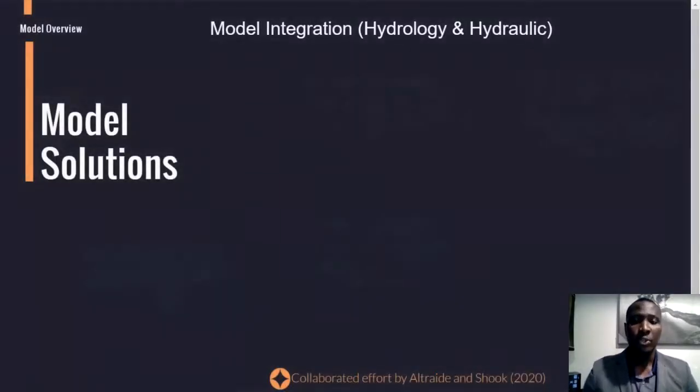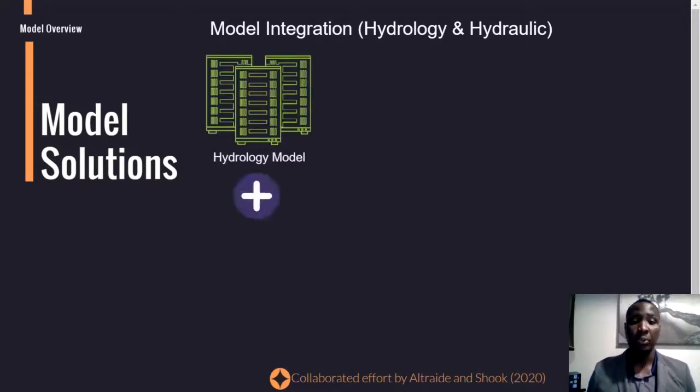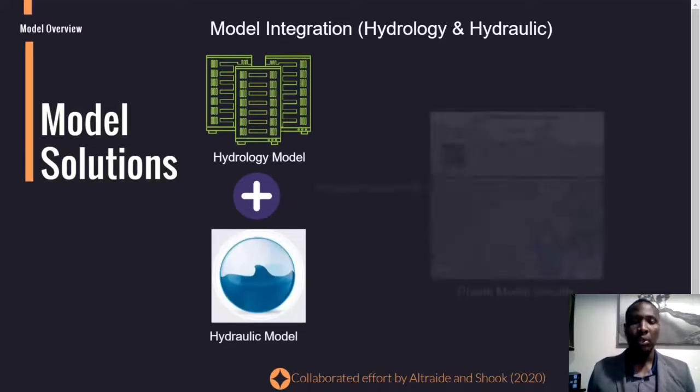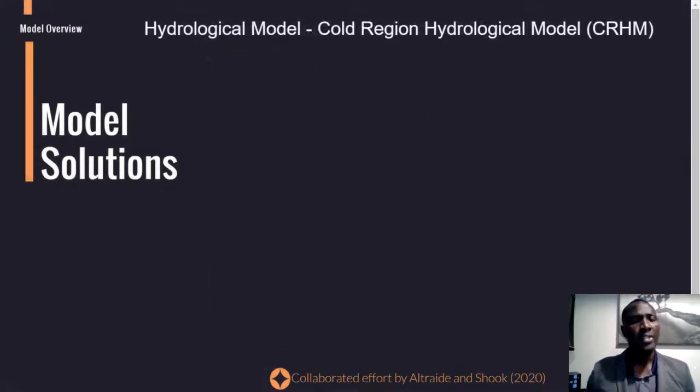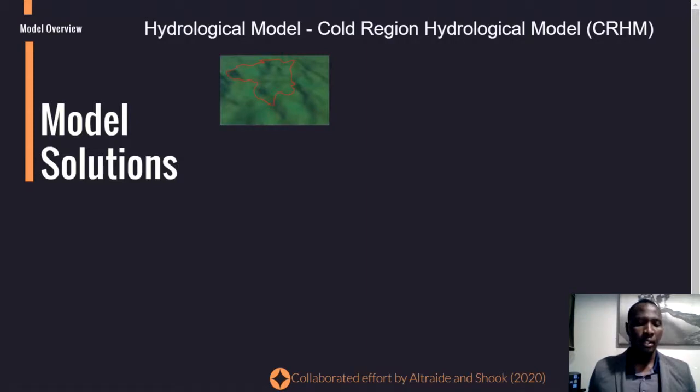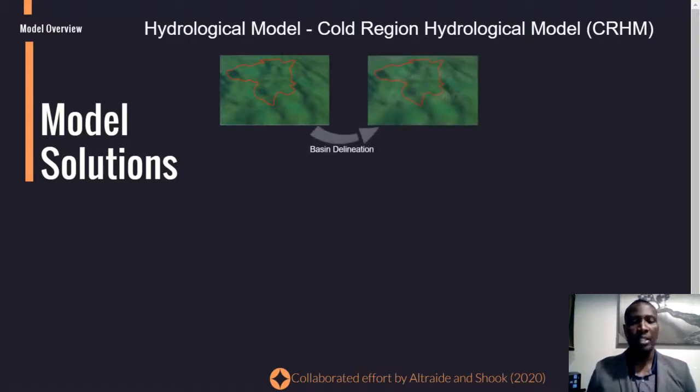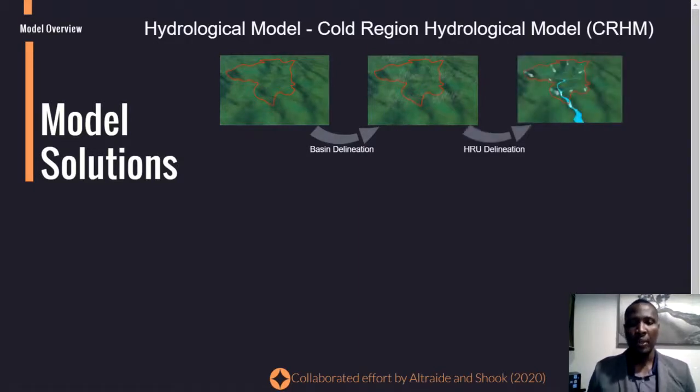So Dr. Kevin Shook from the Centre for Hydrology came up with an idea that we can integrate a hydrology model and a hydraulic model to come up with a good prairie model result. And this starts by using the CRHM model. The CRHM model basically looks at delineating basins. From that, CRHM also delineates hydrological response units.